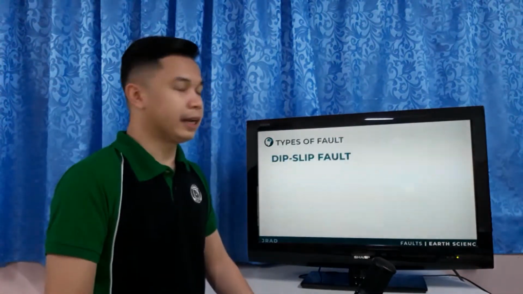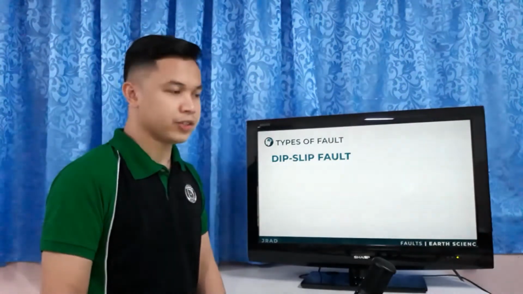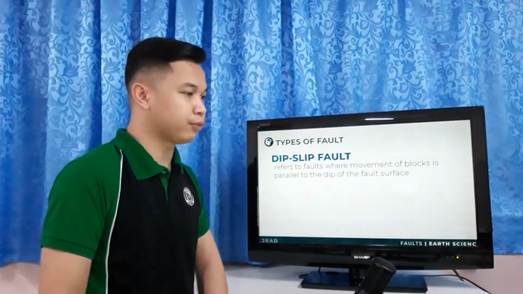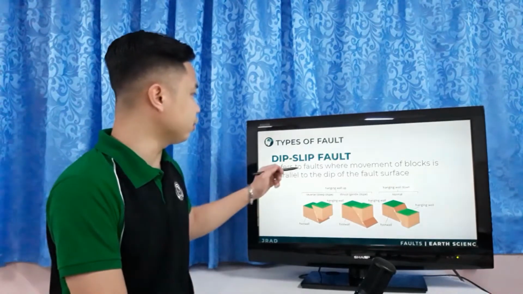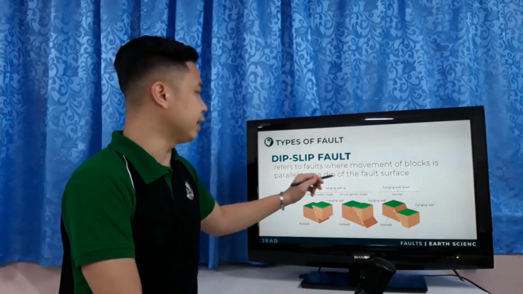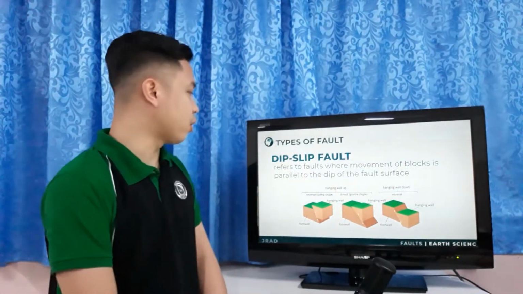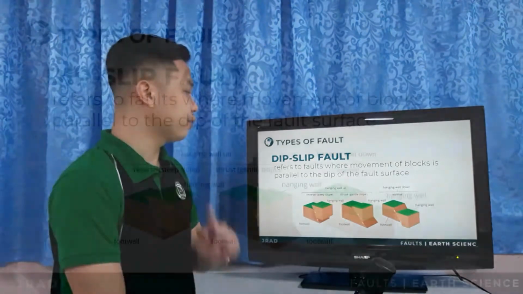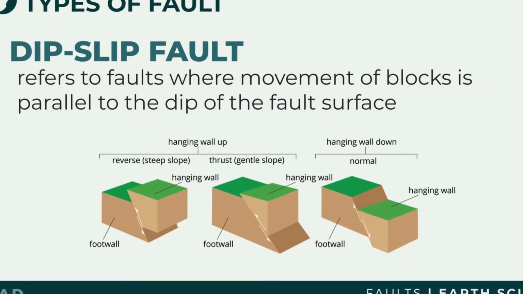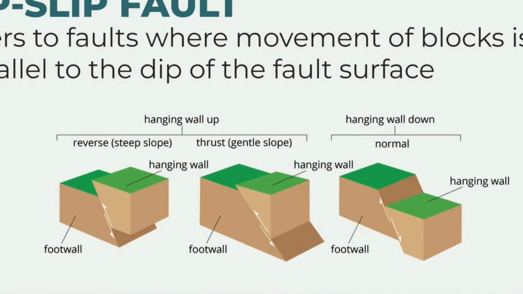Okay? So, let us now discuss the different types of fault. First type is what we call the dip slip fault. It refers to the faults where movement of blocks is parallel to the dip of the fault surface. So, we have these two types of dip slip fault. First is what we call the hanging wall up. The second one is the hanging wall down.